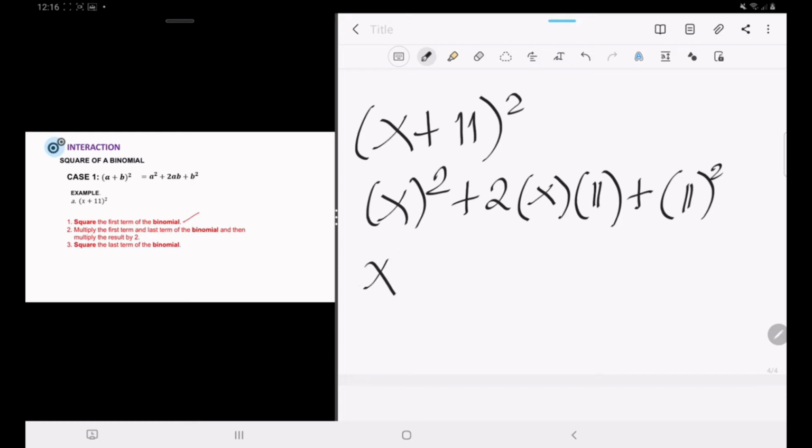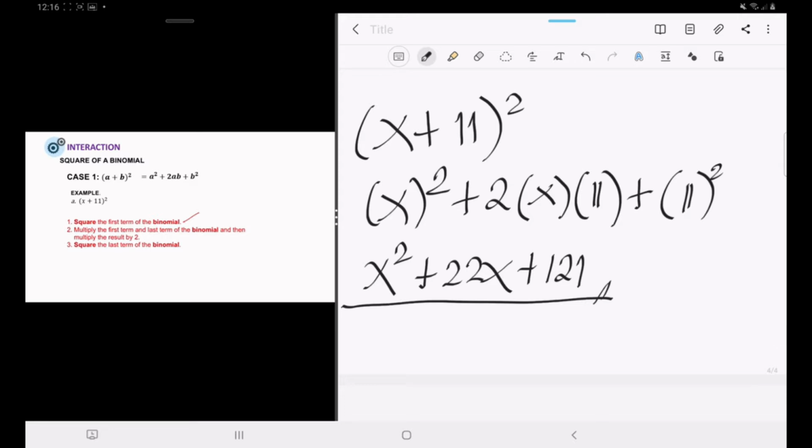The first term is x squared. Then we have the middle term, 2 times x times 11 is 22x. So that's plus 22x. And then the last term is 11 squared. And 11 squared is equal to 121. So we have now the square of x plus 11 is x squared plus 22x plus 121. Let's have another example.